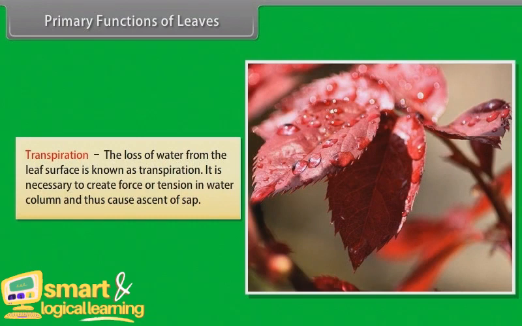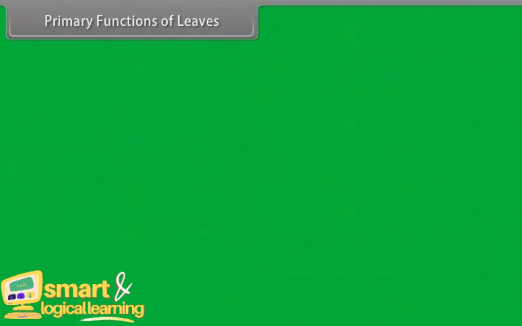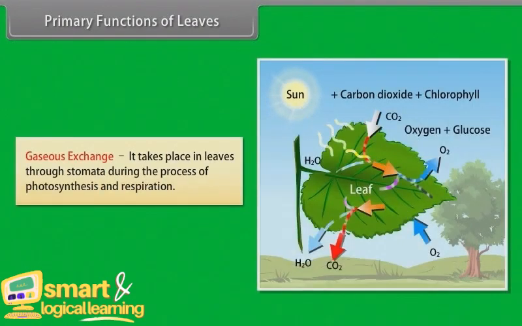Transpiration. The loss of water from the leaf surface is known as transpiration. It is necessary to create force or tension in water column and thus cause ascent of sap. Gaseous exchange. It takes place in leaves through stomata during the process of photosynthesis and respiration.